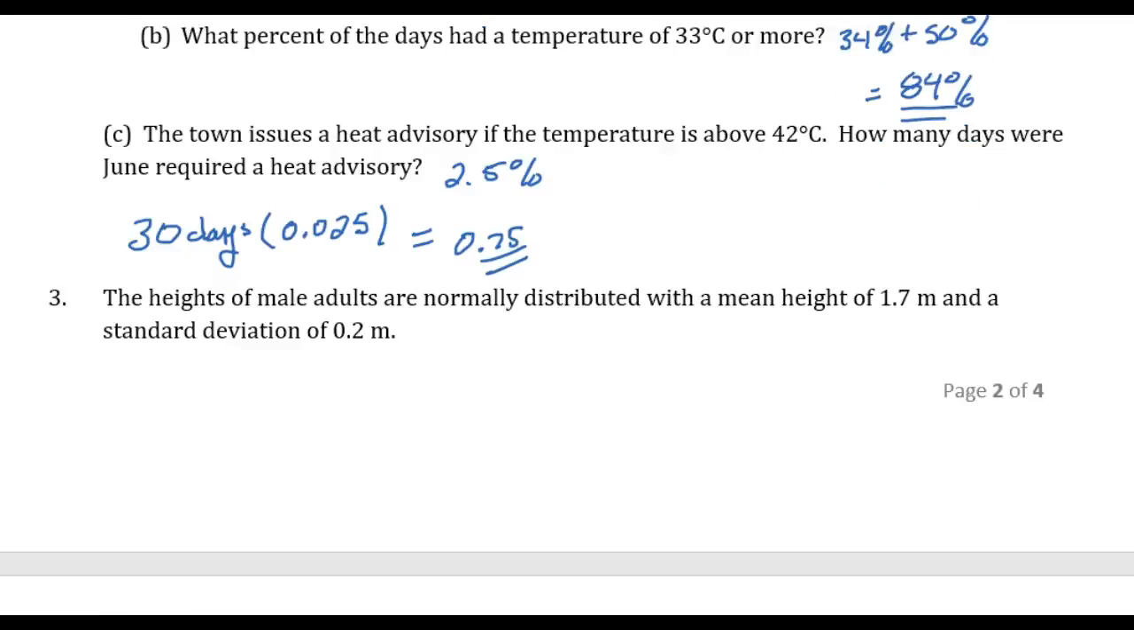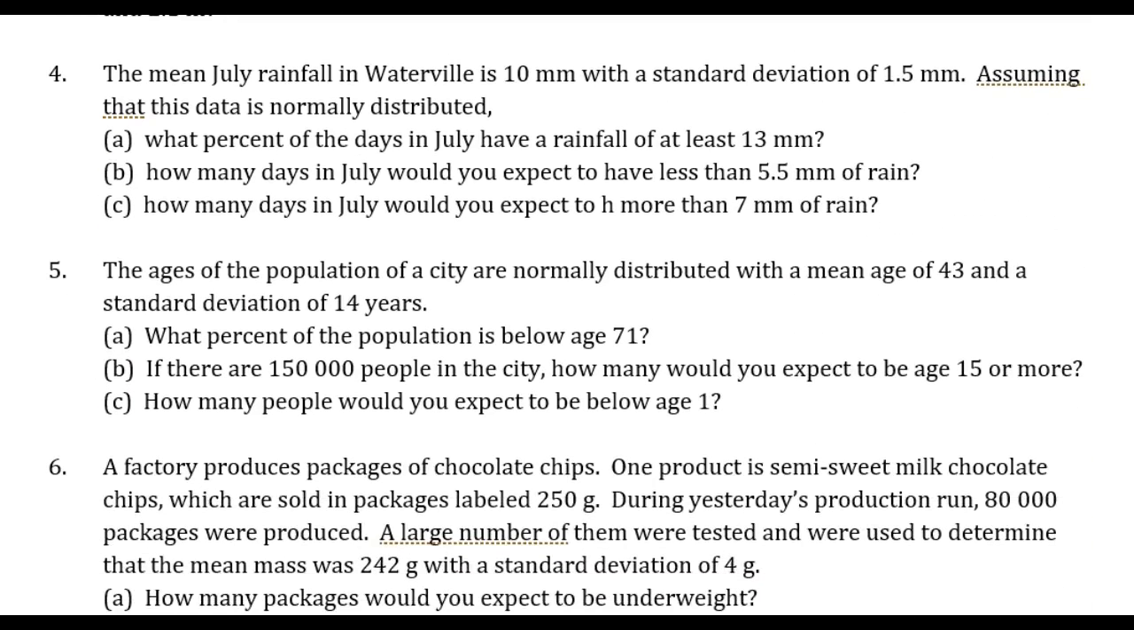Okay, your next question is number 4. It says the mean July rainfall in Waterville is 10 millimeters with a standard deviation of 1.5. Assuming this data is normally distributed, answer each of the following questions. So first thing to do is draw a normal curve for yourself. I'm going to pause here.